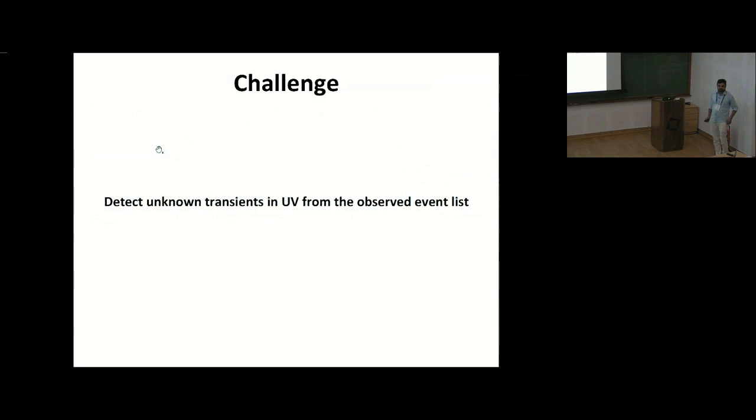The real challenge which I want to pose is that we have an enormous amount of event data lying there, but how to detect unknown transients in UV from the observed event list? That is a question which I want to ask, and that's a challenge, and I'm here to understand how to use statistical tools to extract that information. Thank you.